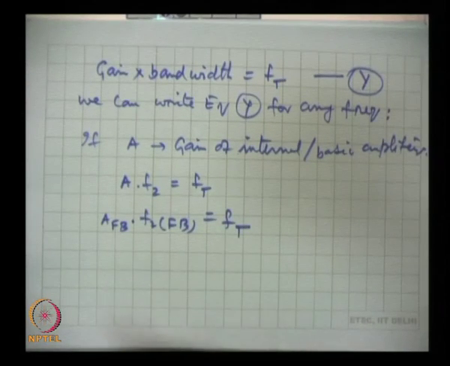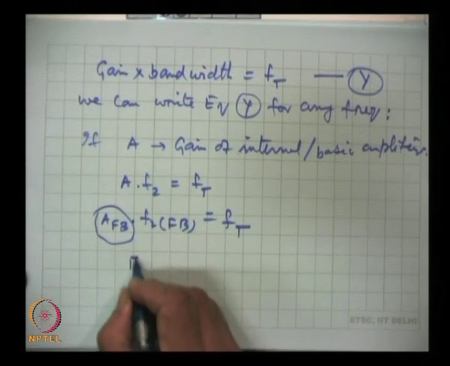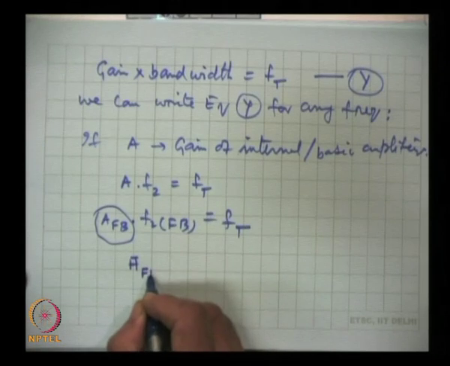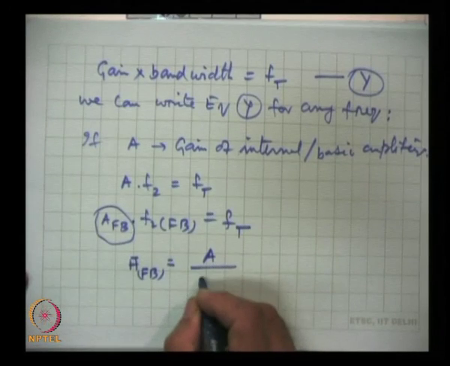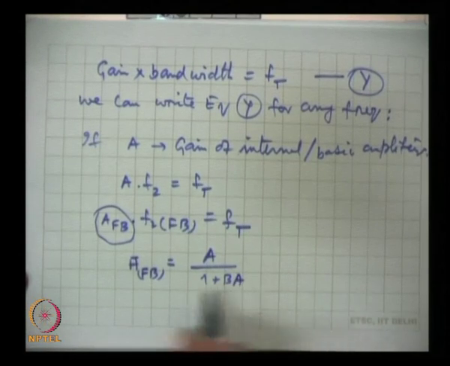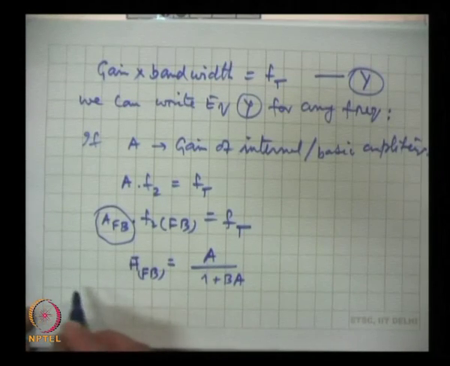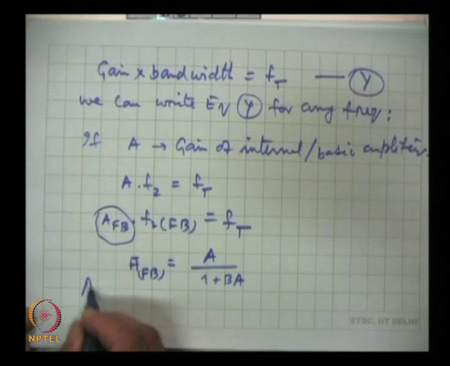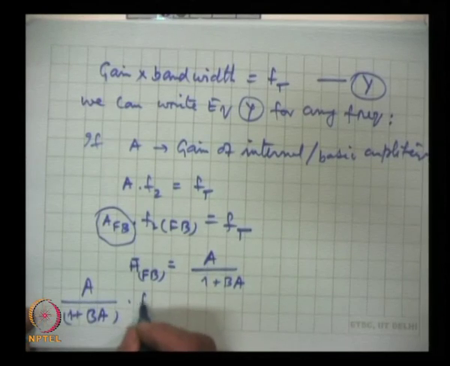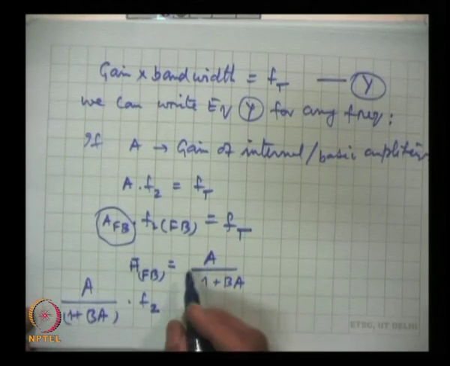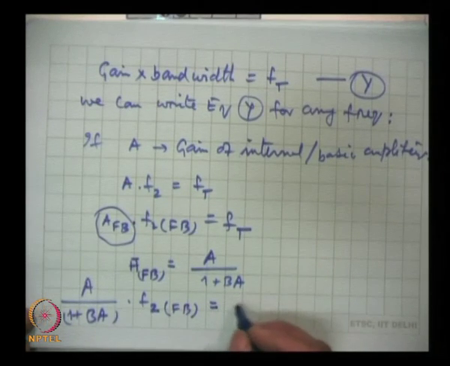Now, substituting here for this A fb, we remember A feedback is equal to A divided by 1 plus BA. So, here we substitute this, so that it becomes A by 1 plus BA into f2 fb is equal to ft.